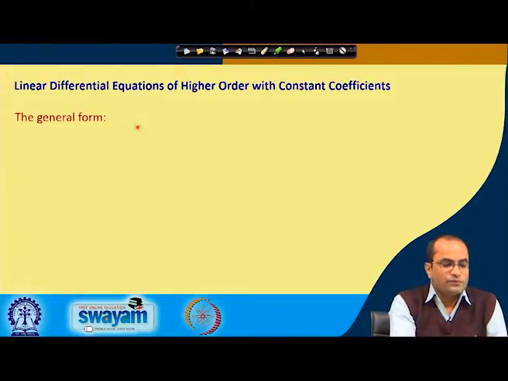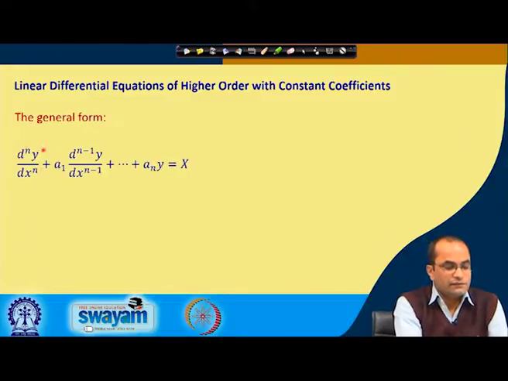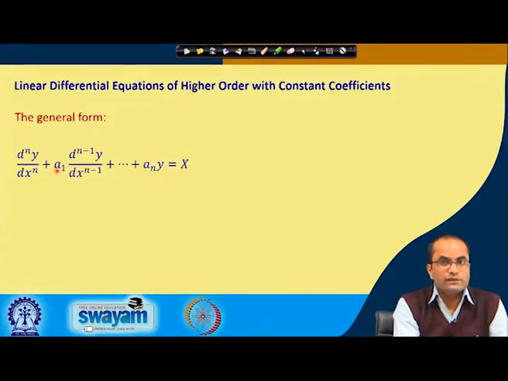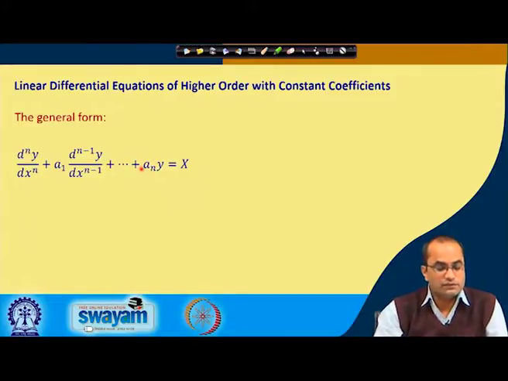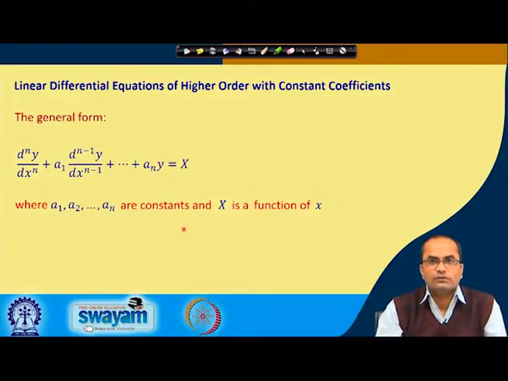Here, the general form of such differential equations which we will be talking about in today's lecture is the nth derivative of y plus a1, which is a constant coefficient, times the (n-1)th derivative of y, and this continues up to the y term with the coefficient, again a constant, an. So these coefficients a1, a2, a3, up to an are constants, and the right-hand side X is a function of x. It can also be a constant, but in general we can take it as a function of x.